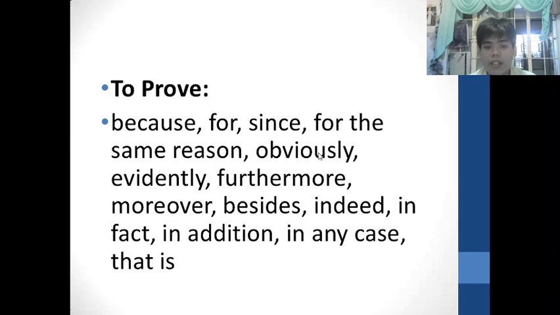Next, transitional devices that help prove something. We have because, for, since, for the same reason, obviously, evidently, furthermore, moreover, and so on and so forth.